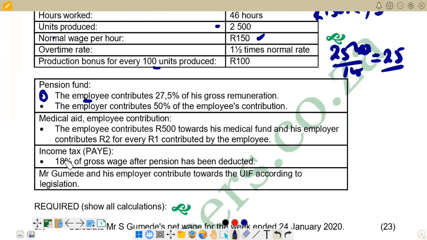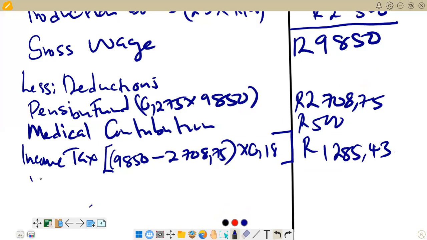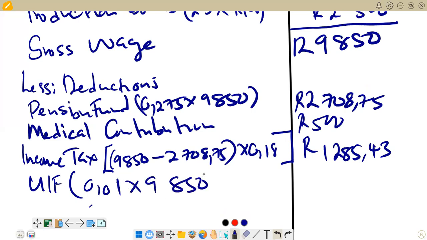We have got, let's try to see, UIF. Mr. Gumede, as an employee, contributes towards the UIF according to legislation. We know that legislation says 1%, and 1% as a decimal is 0.01. So we're going to multiply 0.01 times the gross wage, which is 9,850. So we go back there. You're now saying UIF. So in brackets, you're saying 0.01, which is 1% as a decimal, multiplied by gross wage, 9,850.